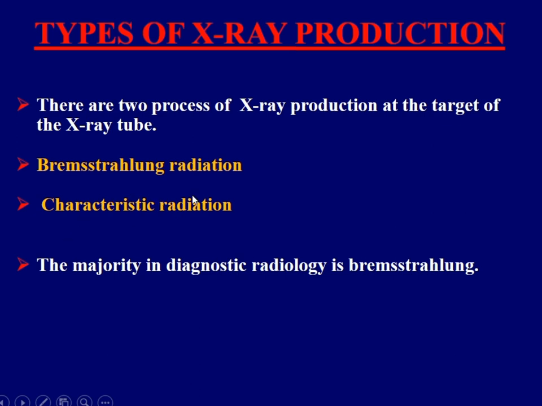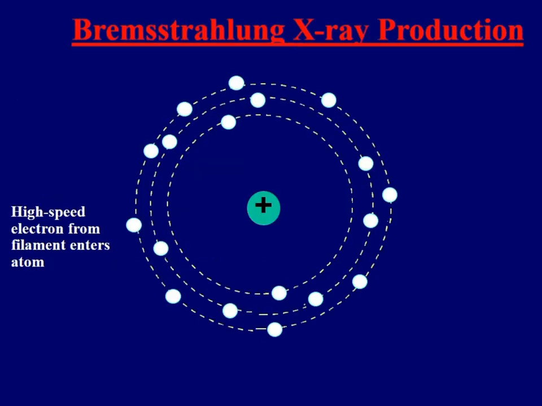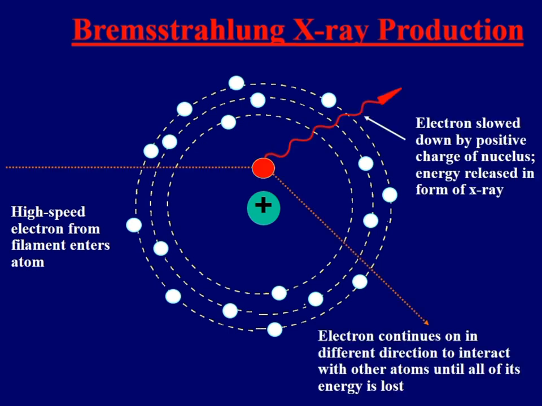In the majority of cases, the X-rays which are used in diagnostic radiology are Bremsstrahlung X-rays. Now let us discuss what Bremsstrahlung radiation is and what the main process behind it is, how these rays are produced. Now let us understand it with this diagram.